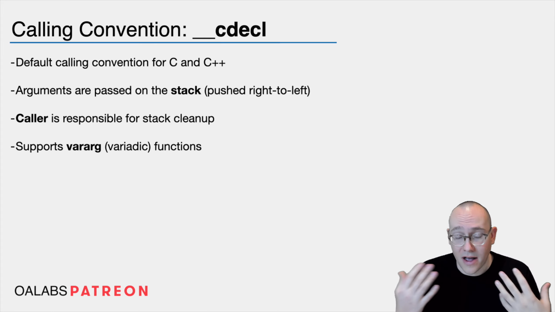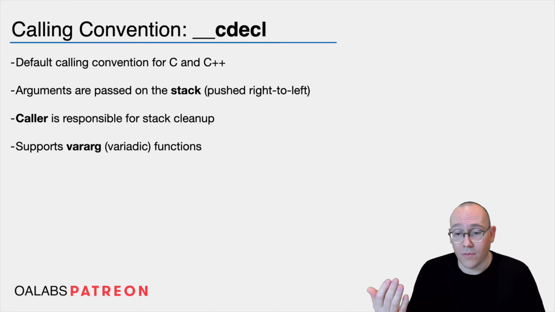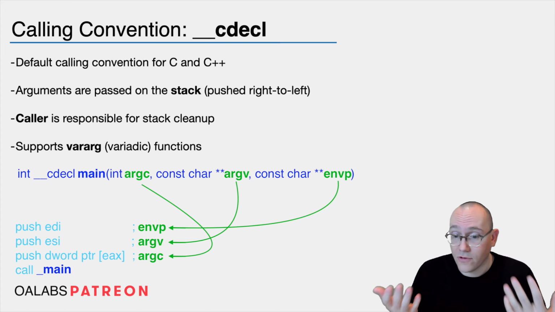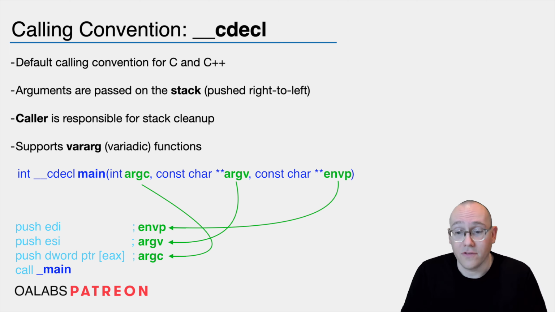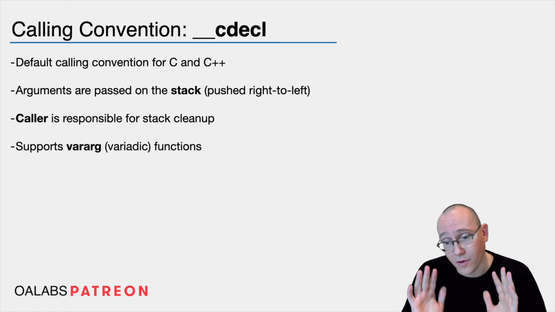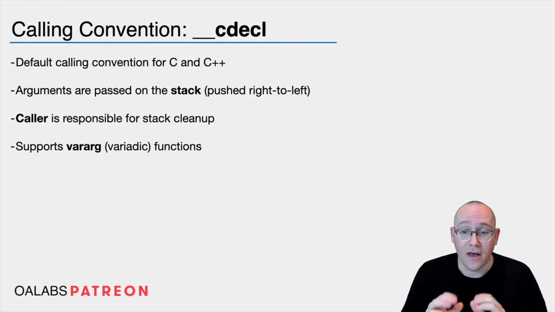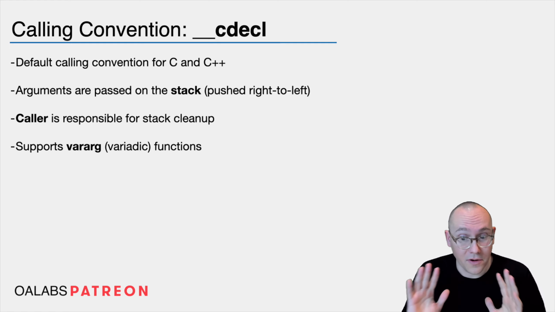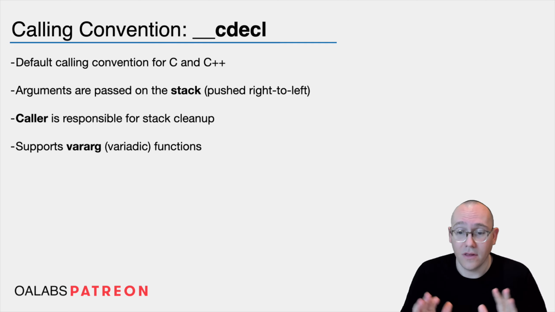So all the arguments are passed on the stack, pushed from right to left. So that means that the first argument, arg0, is going to be the last thing pushed on the stack. It's going to be closest to the function return. Also, the caller is responsible for cleaning up the stack. So that means that the function doesn't have to care about cleaning up the stack. It's the responsibility of the code that called the function to clean the stack.